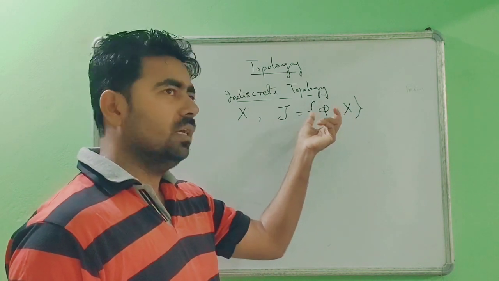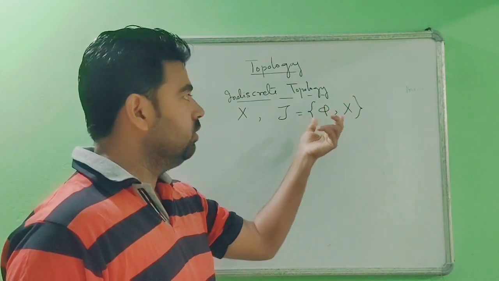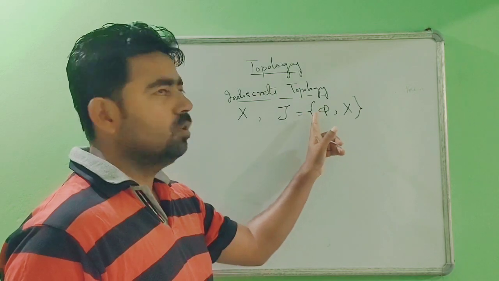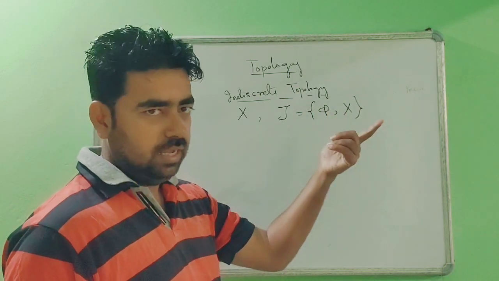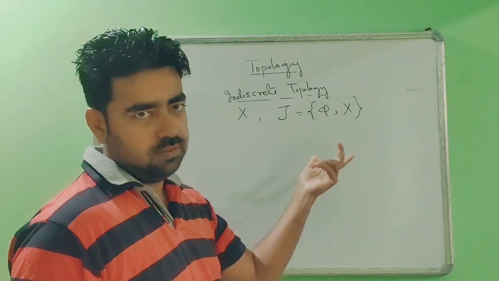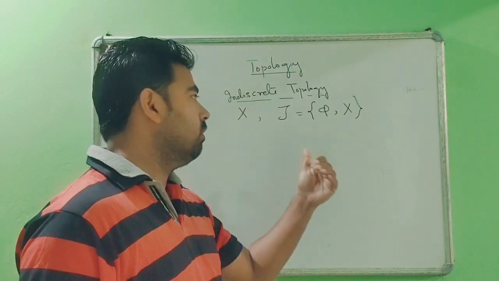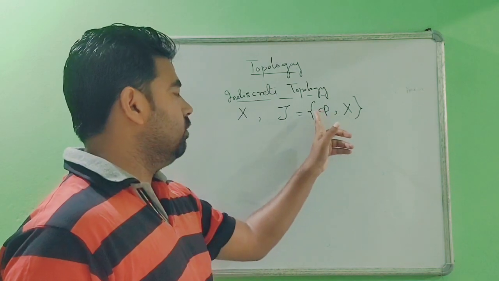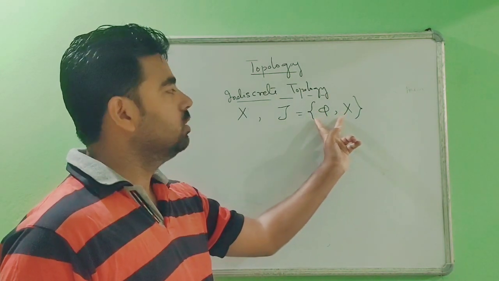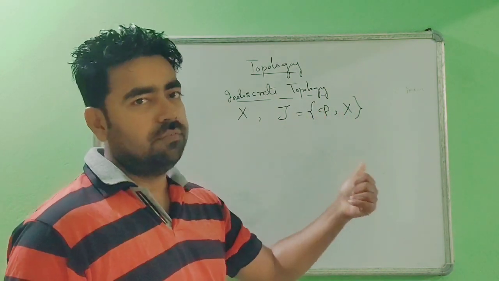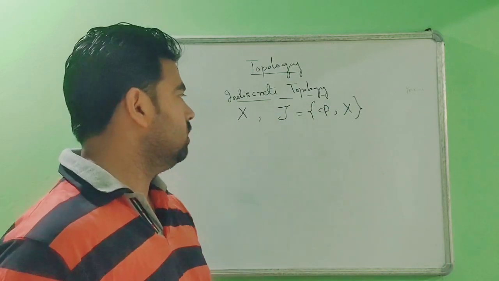So if you take the union of any of these, you will get the same thing. If you take the union of only phi, you will get phi, only X, you will get X. If you take the union of phi and X, then X. So in any way, an arbitrary union of members of tau is a member of tau. And for intersection, there are only two members. If you intersect phi and X, then you will get phi, which is again a member of tau. So this is a topology.